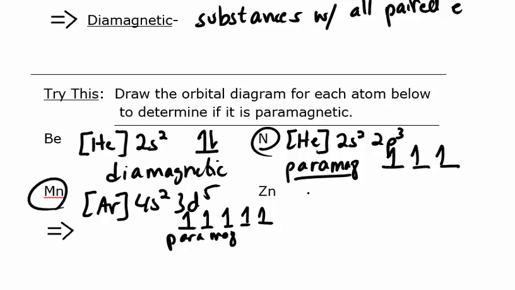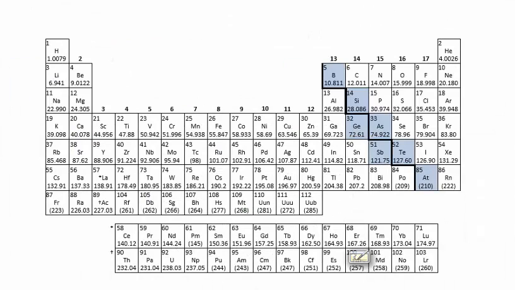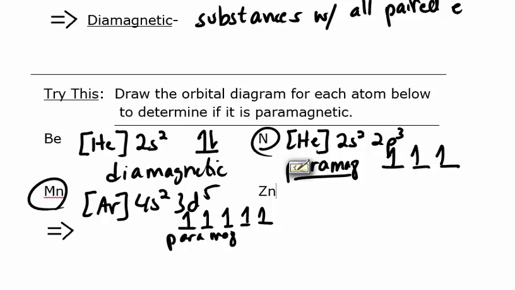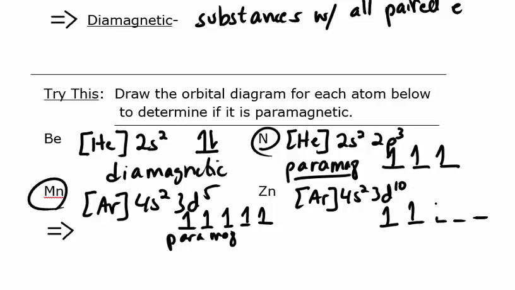All right, finally, let's look at zinc. Let's go back to the periodic table. You can see zinc is here at the end of the 3d. So let's go back. We can write the configuration. It is argon core, 4s2, 3d10. So we just have to look at the final one, which is d. And since there are 10 electrons, it's going to fill them completely, so that's diamagnetic.